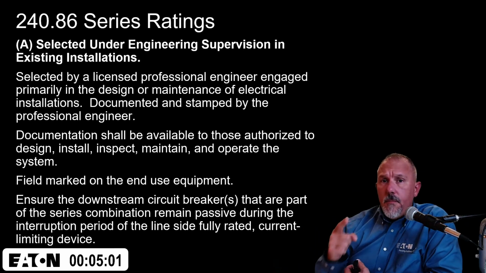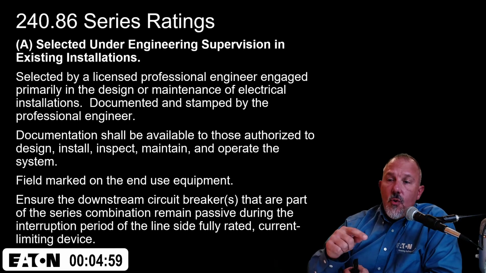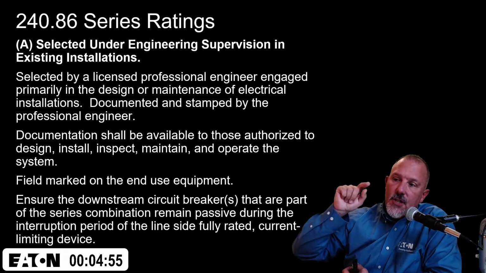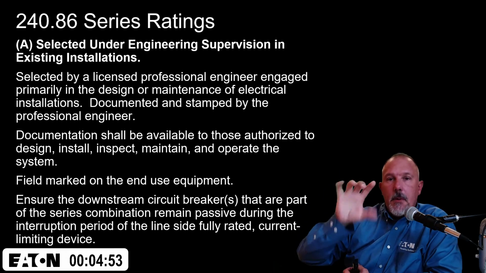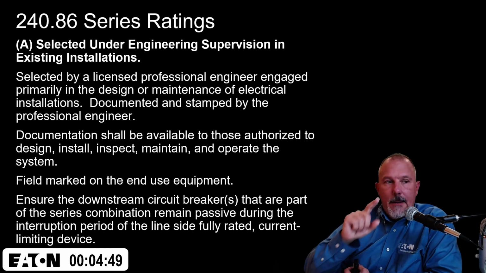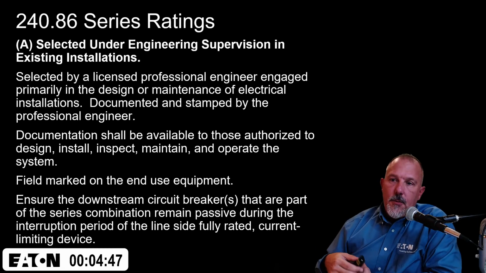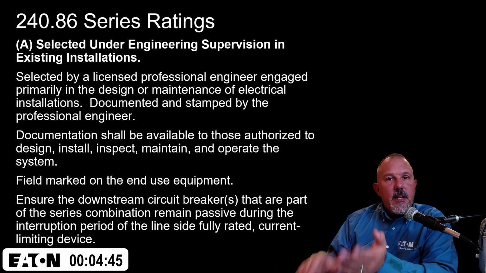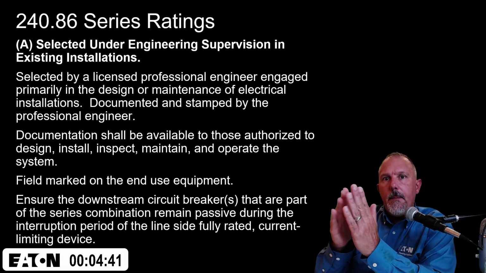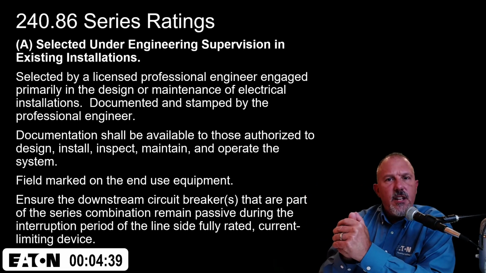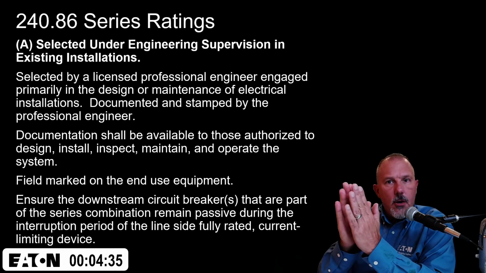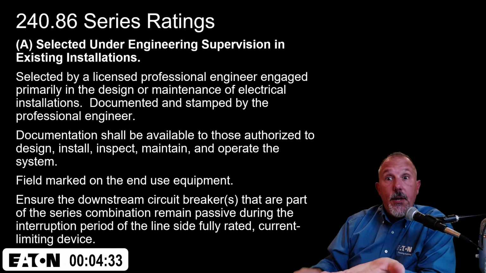You've got to field mark it. And then you have to ensure, this is the key part, this is the most difficult part, you have to ensure the downstream circuit breaker that's a part of that series combination remains passive. I'll tell you what that means and how you would get that done. You have to make sure that the downstream overcurrent device, those contacts, don't start to open up. Let's say that your series rating is 65,000 amps. At 65,000 amps, you've got to show that those contacts aren't going to start opening up. How do we do that?